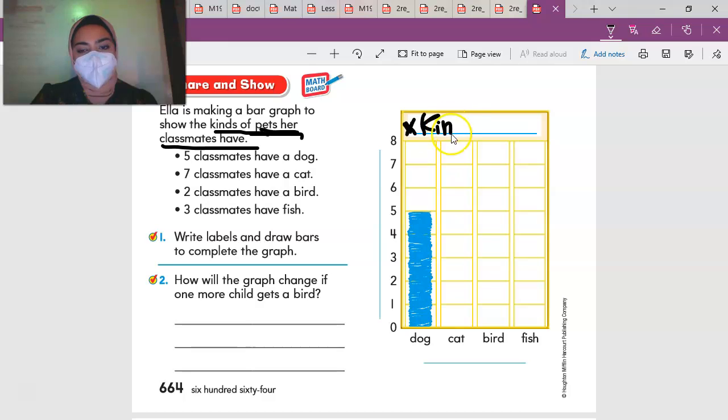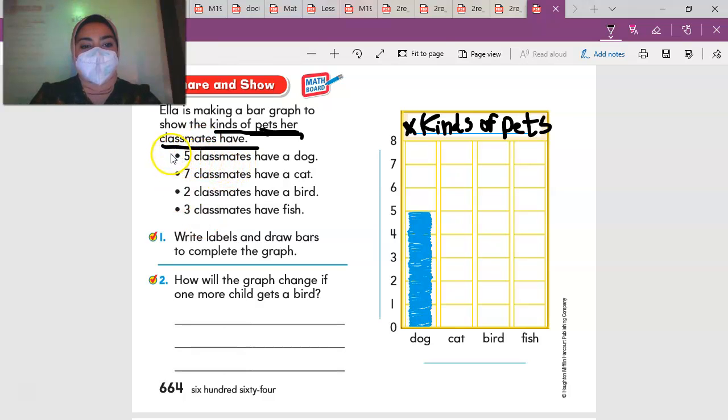But again, there's more than one right answer. So the title should always be whatever the graph or whatever your bar graph is going to show. So my bar graph is showing the different kinds of pets, because I can see on the bottom it says dog, cat, bird, and fish. Kinds of pets. All right. So I can see that it says dog, cat, bird, and fish on the bottom, and those are different kinds of pets. Now I'm going to fill in the information.